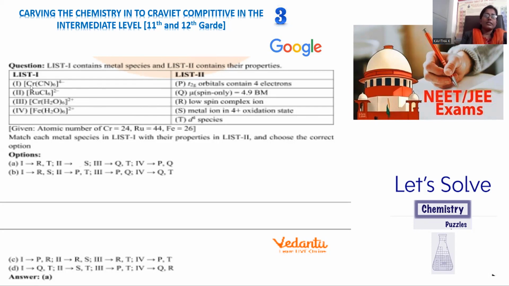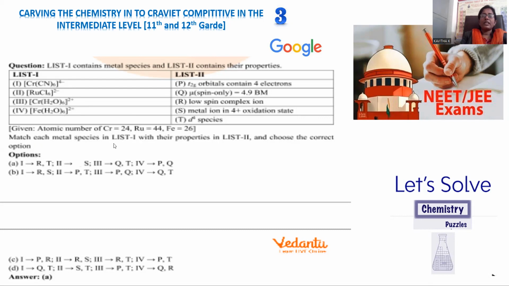Okay. Here the compound chromium hexacyano 4 minus is given. Ruthenium Cl6 2 minus is there. Chromium H2O taken 6 plus 2 is there. Iron H2O taken 6 plus 2 is there. All are octahedral complexes only. And they provided some hints over here. Chromium atomic number is provided as 24. Ruthenium is given as 44. Iron is given as 26.